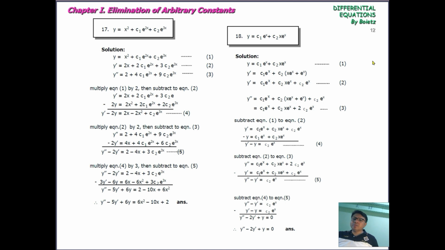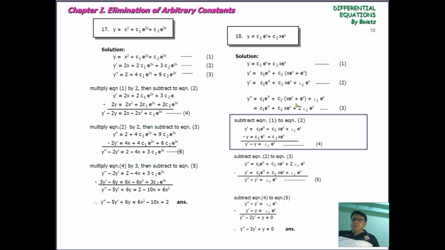And similarly here sa problem 18, okay? So, here, mahirap naman siya. Nagkaroon ng x dito. Okay? So, siguro nag-break. Karoon ng x. Okay? Then y, ito yan, you call that equation 1, then differentiate. Simplify, call that equation 2. Then differentiate again because you have two arbitrary constants. Okay? So, y double prime.